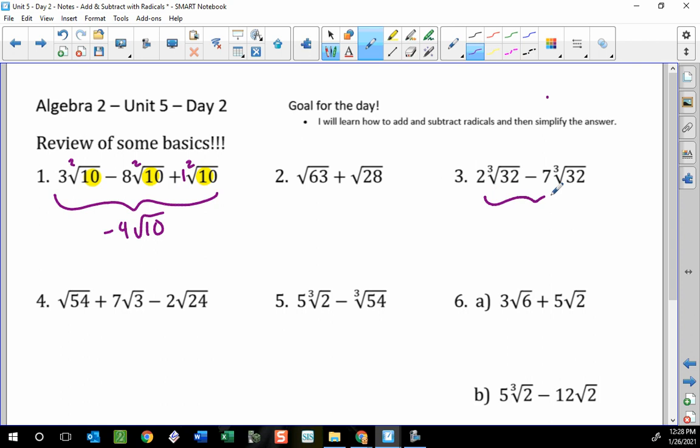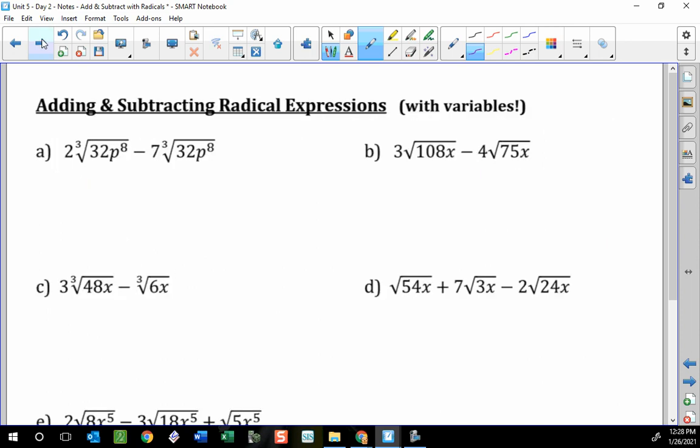You notice on this problem here, we were able to subtract right away, so we had -5 cube root of 32, but then we went and reduced 32 and we changed it, and then this one became -10 cube root of 4 for our final answer after we reduced it. Okay, so let's get to that, but this time our problems are going to have variables in them.